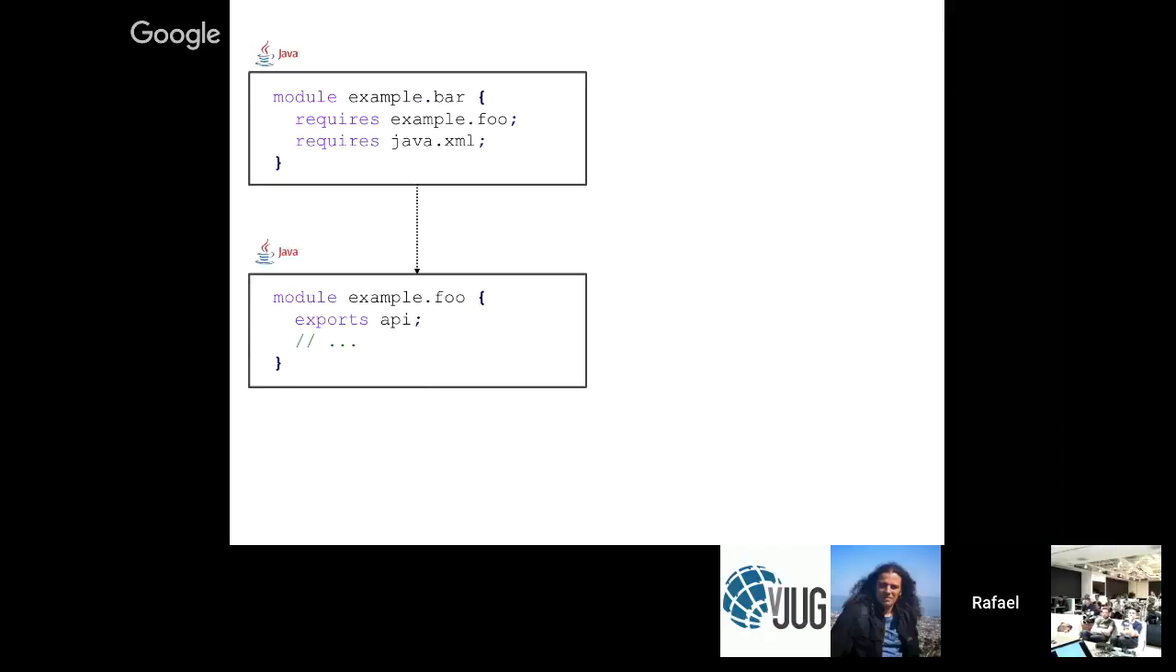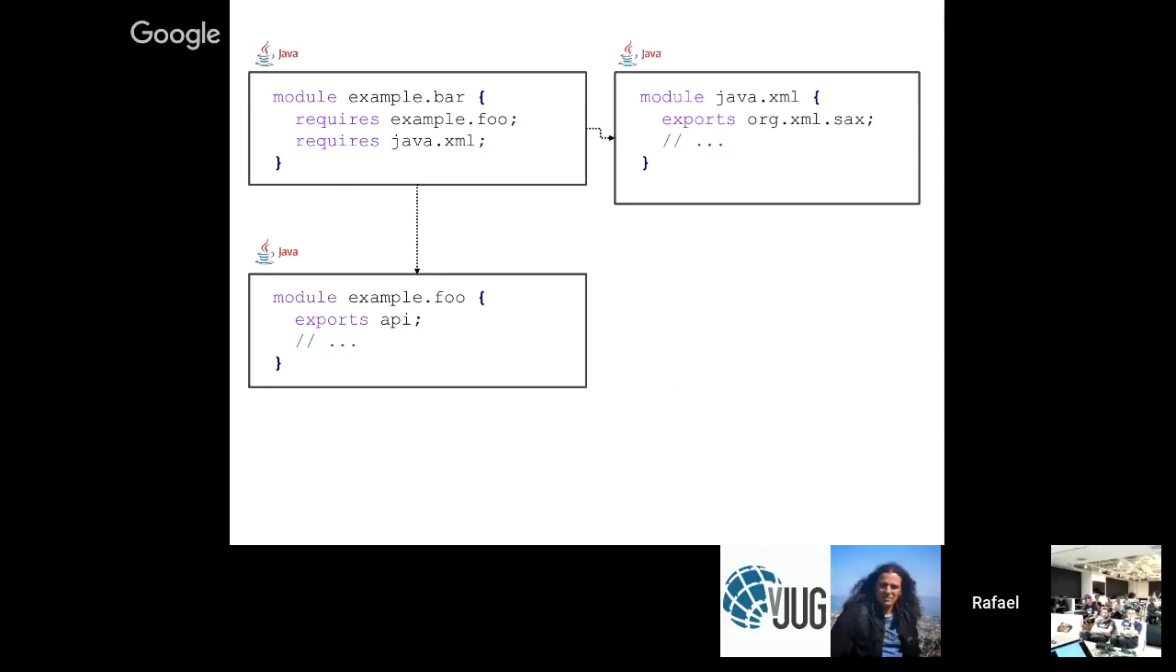So let's say you have your own module. We already covered that, right? You have your own API, some utility package or something. But you will also depend on the Java XML package. And the Java XML package is now exporting the SAX parser, which is used to basically just parse XML files, and you get events every time a tag is found, or an attribute is found, or a value is found. But just by looking into the example bar module, a developer can now tell what this program is about.